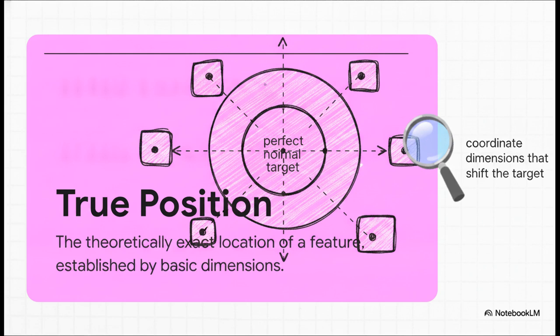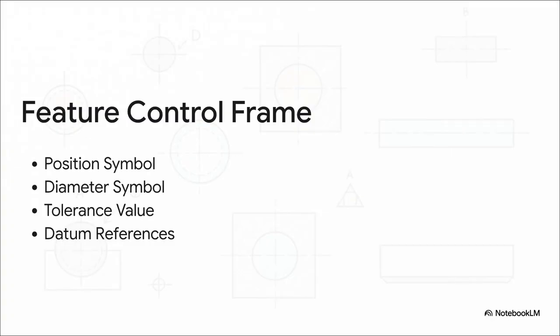Think of an aerospace assembly point. Basic dimensions give you the absolute flawless coordinates in CAD, and true position is the tether that keeps the physical variation in check. From that perfect center, we then define exactly how much a feature's actual position is allowed to vary. To communicate this design intent clearly, we construct the feature control frame layer by layer on our drawings.